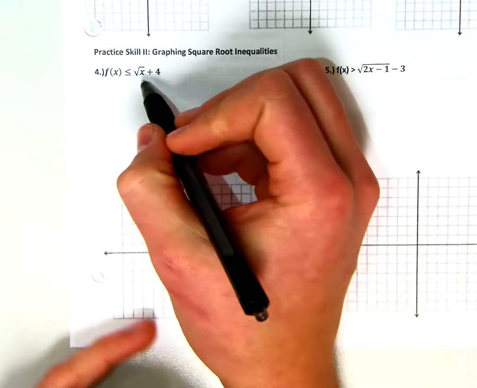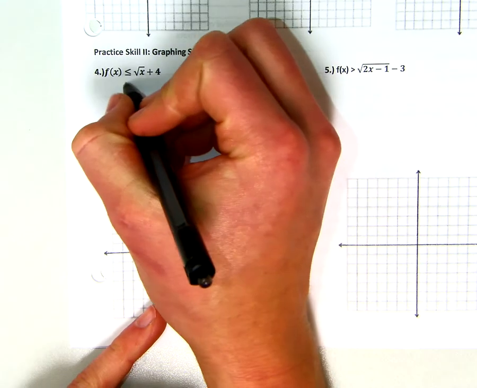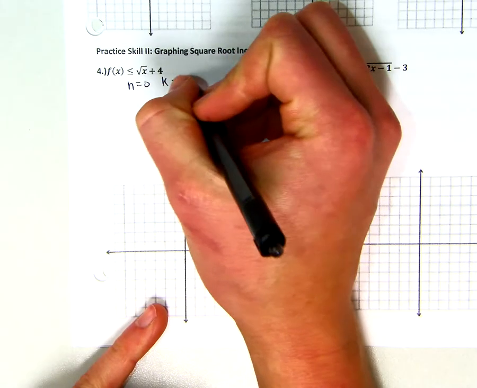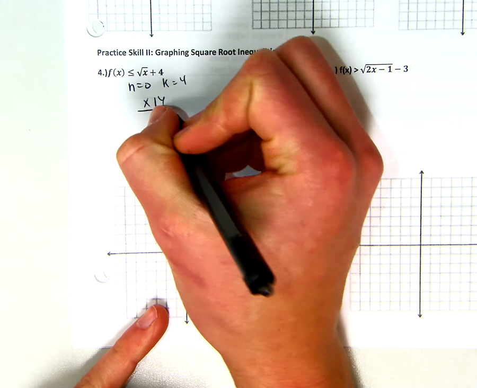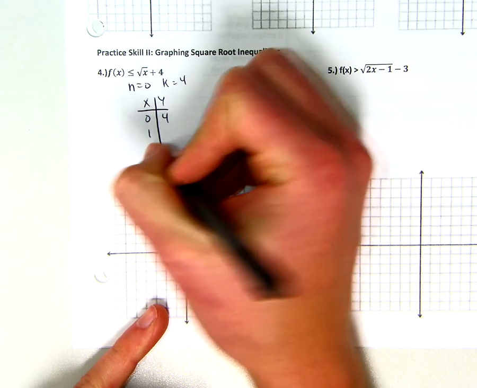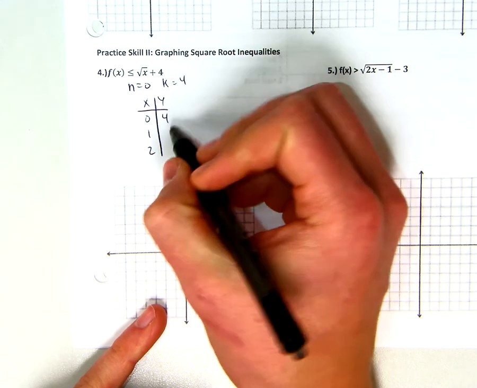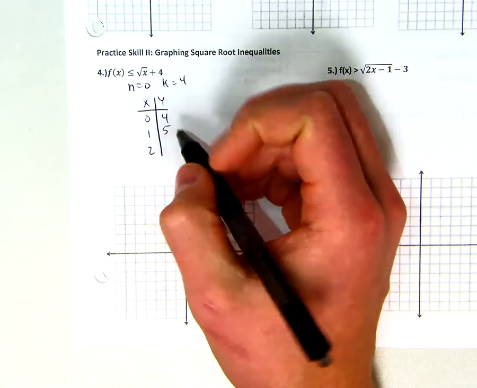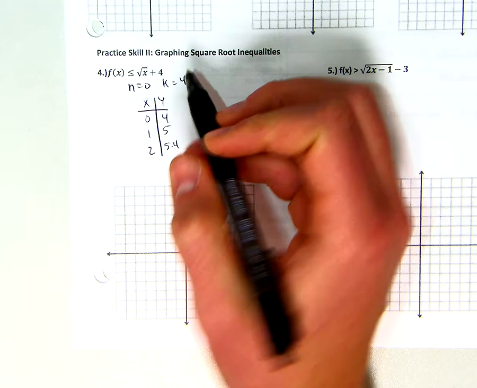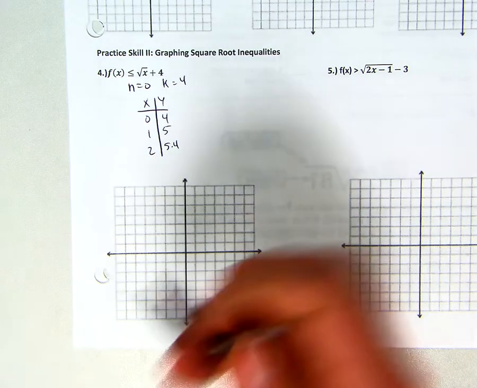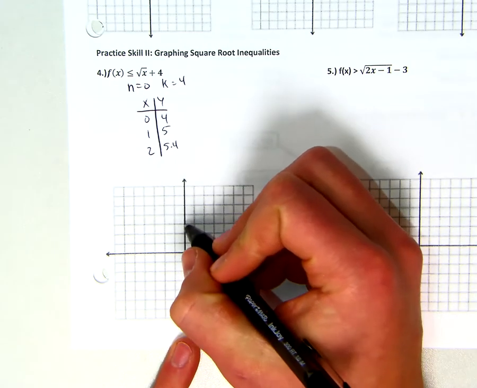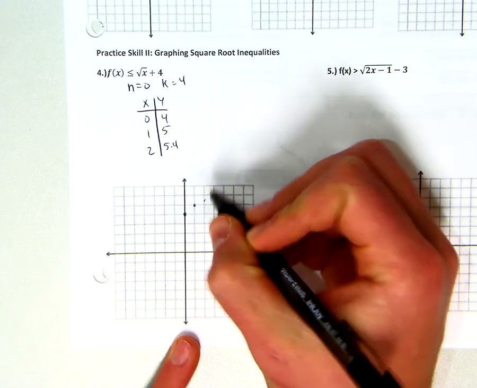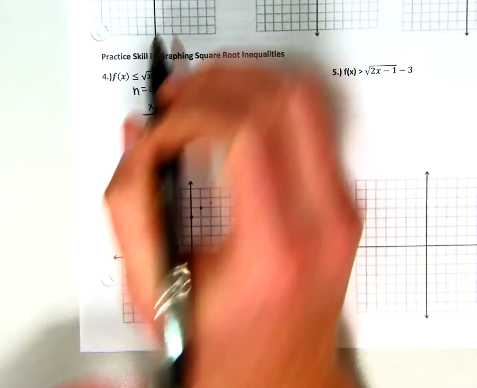So our first step, we look, okay, my h again is 0, right? There's nothing else underneath the square root. My k is 4. I make my xy chart. I start with 0, 4, 1, 2. When I plug 1 underneath there, I get the square root of 1 is just 1, plus 4 is 5. And then when I do 2 again, I will get 5.4 after I get my output. So now I have 0, 4, 1, 5, 2, 5.4.